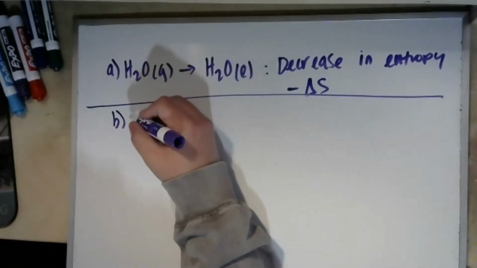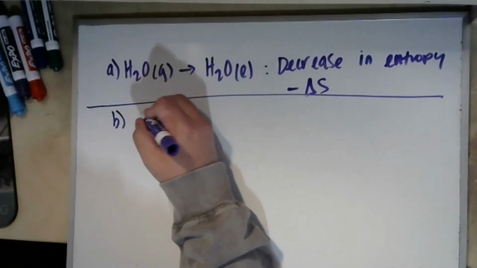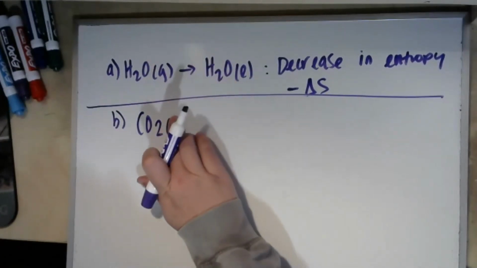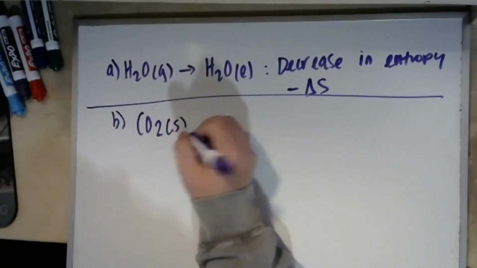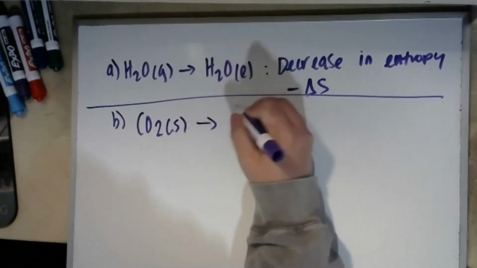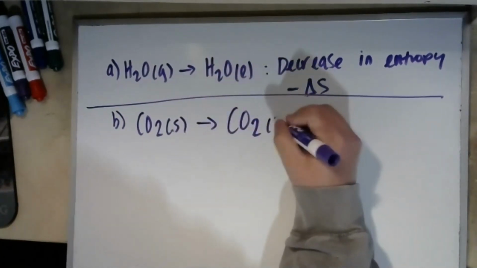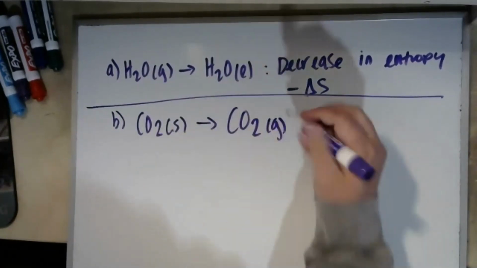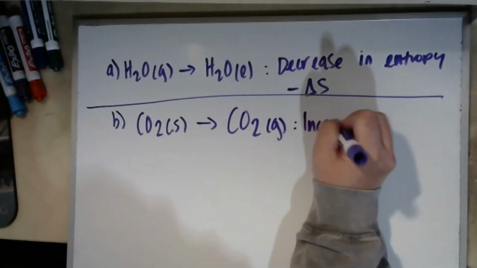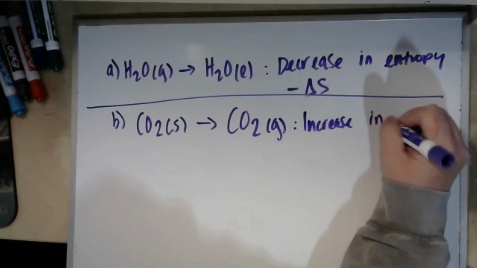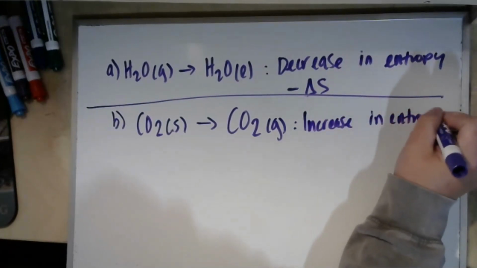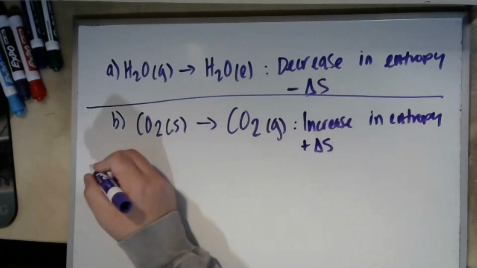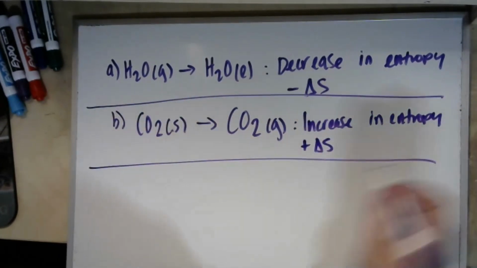We have, in the second situation, solid carbon dioxide sublimes. So that's when our CO2 solid moves to CO2 gas. So movement from the solid state to the gas state indicates an increase in entropy. That's going to be a positive delta S value.